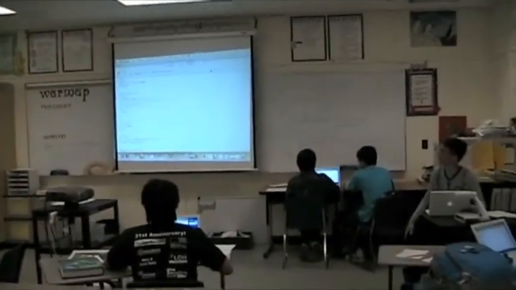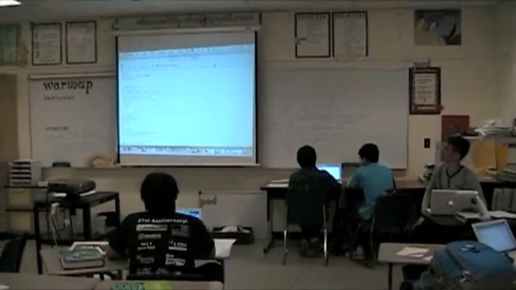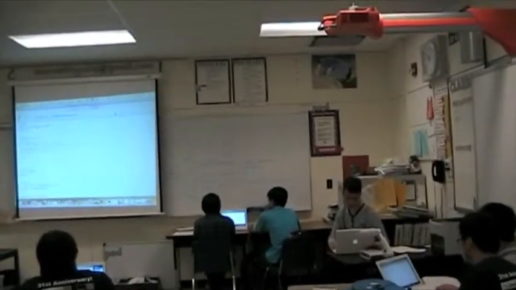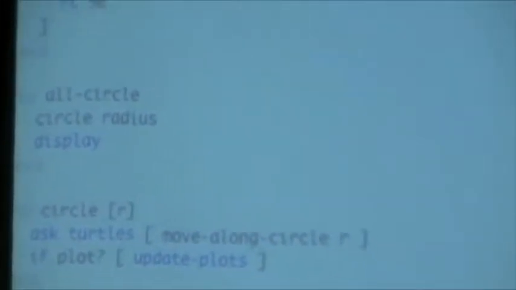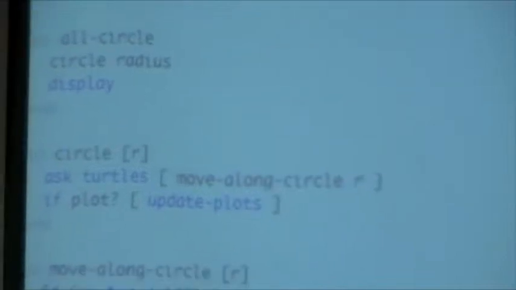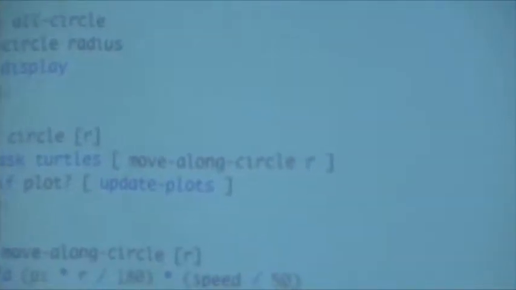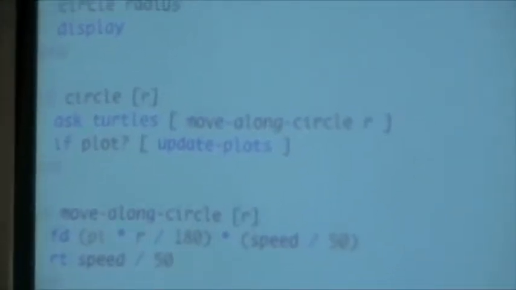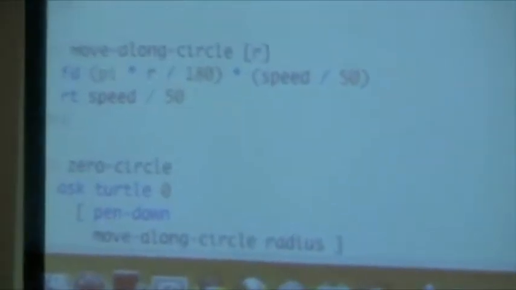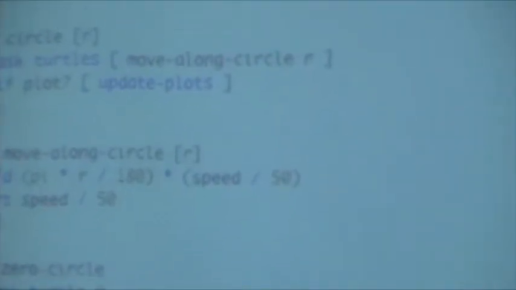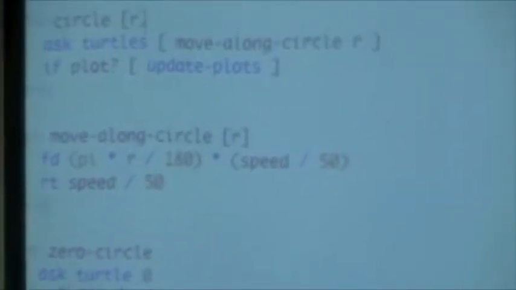So basically, these are the rules. This is the programmer telling the turtle what to do. It looks pretty crazy, but this is what you deal with in computer science. For example, right here, to move along a circle of radius, you're having the turtle move forward. FD means move forward by this certain formula, and then it moves right at the speed divided by 50. So these are all abbreviations for certain instructions given to the turtle.